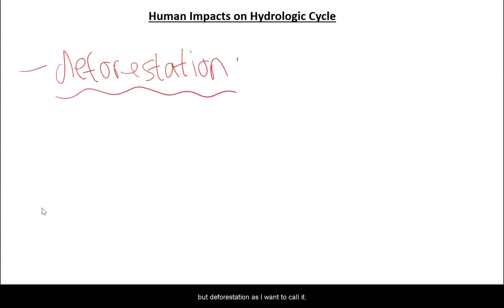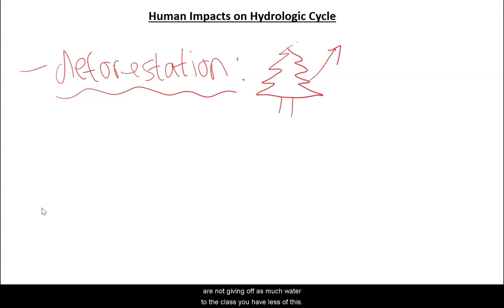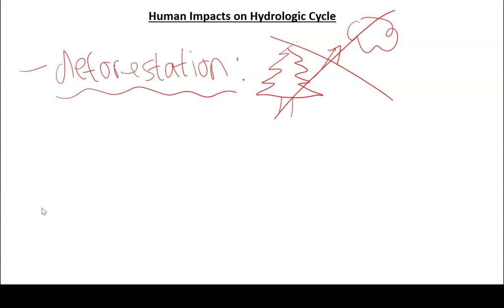So when we cut down trees or we harvest trees, that plays a major role in this cycle for a couple of reasons. But deforestation, as I'm going to call it, is the first way that humans impact the hydrologic cycle. And that's because if you're cutting down trees, you have less evapotranspiration occurring, right? These plants are not giving off as much water to the clouds. So you have less of this, so the cycle is a little bit different. You know, the cycle had planned for X amount of trees on Earth, and now we have a lot less of those trees, as we're learning throughout the news. So that's the first way that humans have impacted the hydrologic cycle. Less evapotranspiration because there are fewer plants.